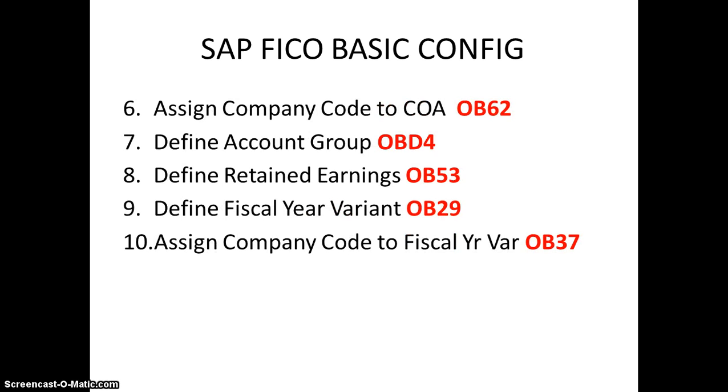Define chart of accounts, assign company code to chart of accounts, define account groups, define retained earnings, define fiscal year variant, assign company code to fiscal year variant. If you observe account groups, we are not assigning to company code. Account groups, we are going to directly assign it to chart of accounts. In the same transaction itself, we are going to directly assign it to the chart of accounts. Retained earnings, company code to fiscal year variant.